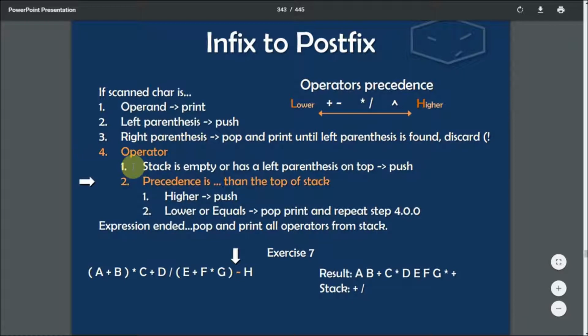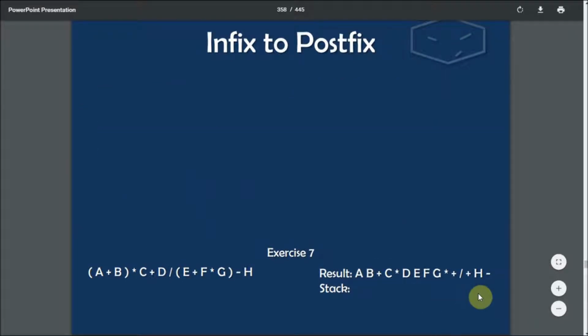Minus is operator and is lower, so we pop and print the division and go back. Now the precedence is equal. I didn't say before, but plus and minus have the same value for precedence, like times and division, which is why they are so close to each other. So it is equal, so we pop, okay, and go back. Now the stack is empty, we push on the stack. H is operand, we print, and now we ended the expression, pop and print, okay.